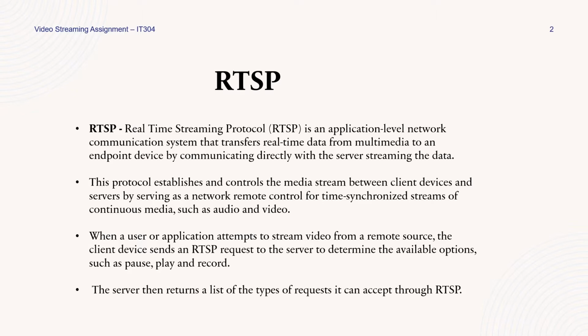When a user or application attempts to stream video from a remote source, the client device sends an RTSP request to the server to determine the available options such as pause, play, and record. The server then returns a list of the types of requests it can accept through RTSP.